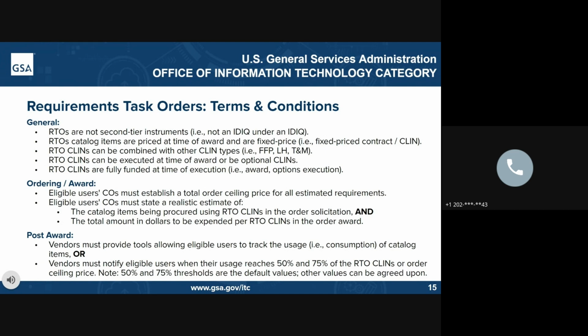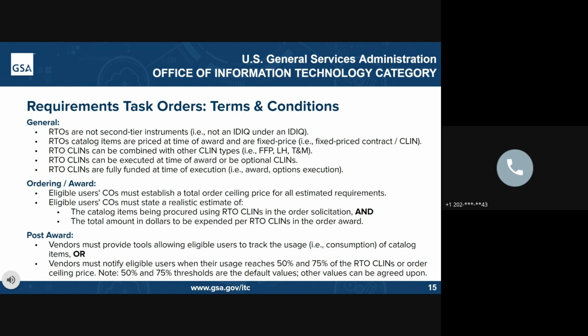But as you can see, the rules are not too difficult or strenuous, and they're pretty much straightforward and provide really to make requirements task orders as easy to use with as minimum oversight as possible.